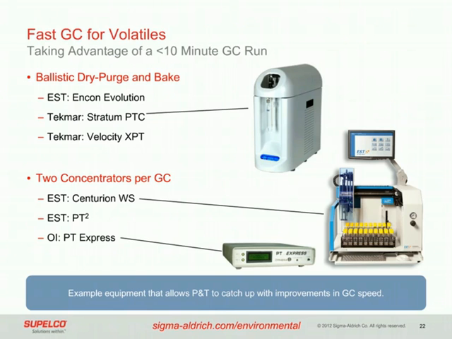Another option is to use 2 concentrators per GC while one analysis is running, and in the bake mode, the second system, the second concentrator, if you will, is in the purge mode. So one sample is always ready for the instrument when the instrument is ready. So there are ways that you can drastically increase your throughput with a fast run and different concentrator options for doing that.